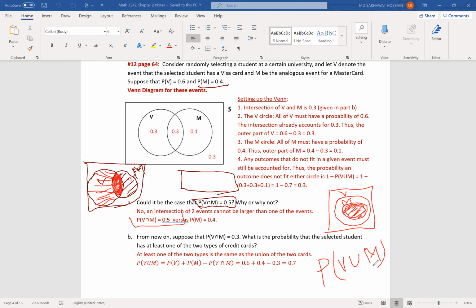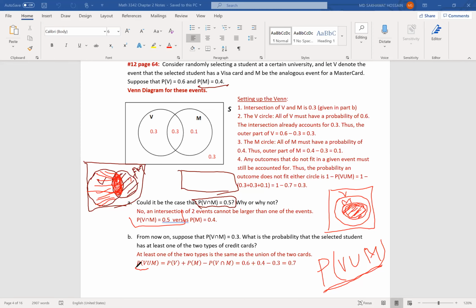We already know that the union means the outcome is either in V or M or in both. So now we have to find the probability that the student has at least one of the credit cards. That means the student has either a Visa card or a MasterCard or both. So we have to find the probability of V union M. How can I find this probability? You can find it either using a Venn diagram or using the formula. You already know the formula to find the probability of a union.